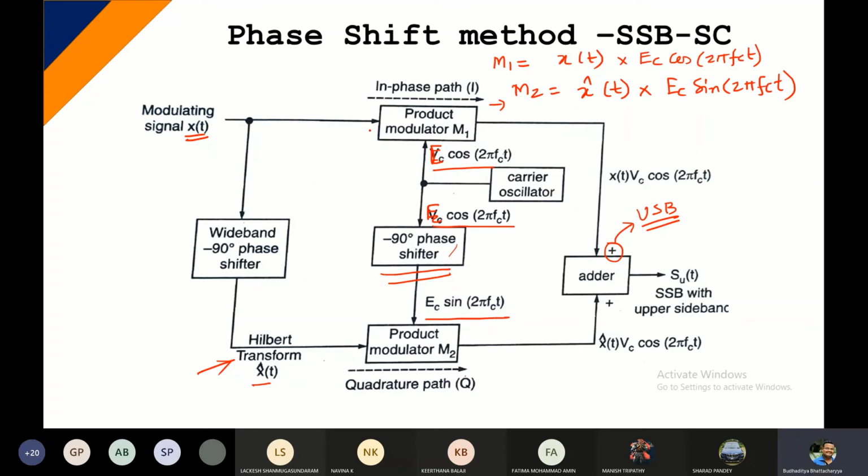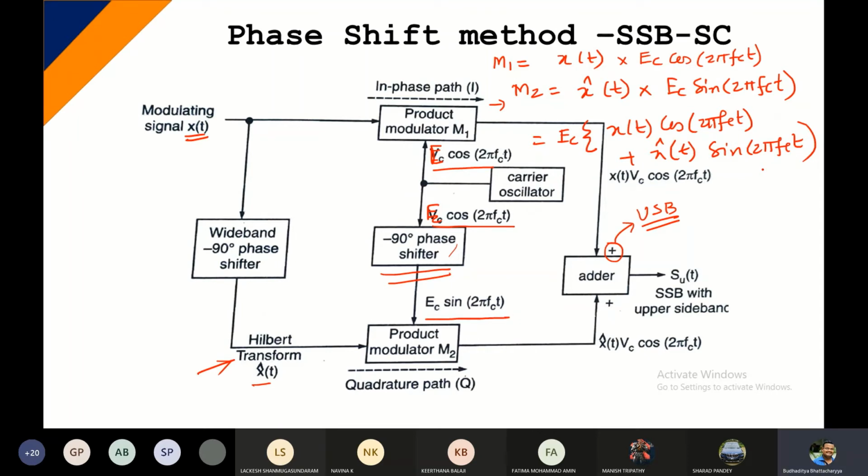So what we are trying to do is just add up these two. The adding process involves taking Ec common, so this is given by x(t) cos 2πfct plus x'(t) sin 2πfct. This is basically the component that is generated as the SSB, and this is for the upper sideband. So this is ideally the phase shift method and the process involved. The final outcome is the SSB signal.